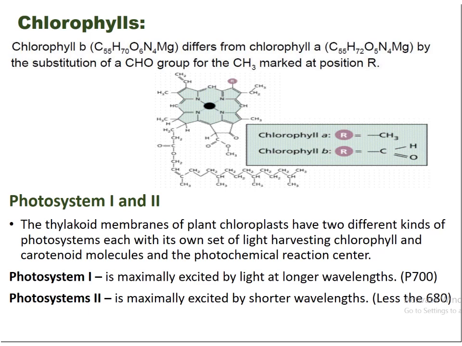Photosystem one is maximally excited by light at longer wavelengths, P700, because it comprises chlorophyll a P700, chlorophyll a 683, and also carotenoids, another kind of pigment, usually red in color. The chlorophyll a of its reaction center strongly absorbs the 700 nanometer wavelength of light.